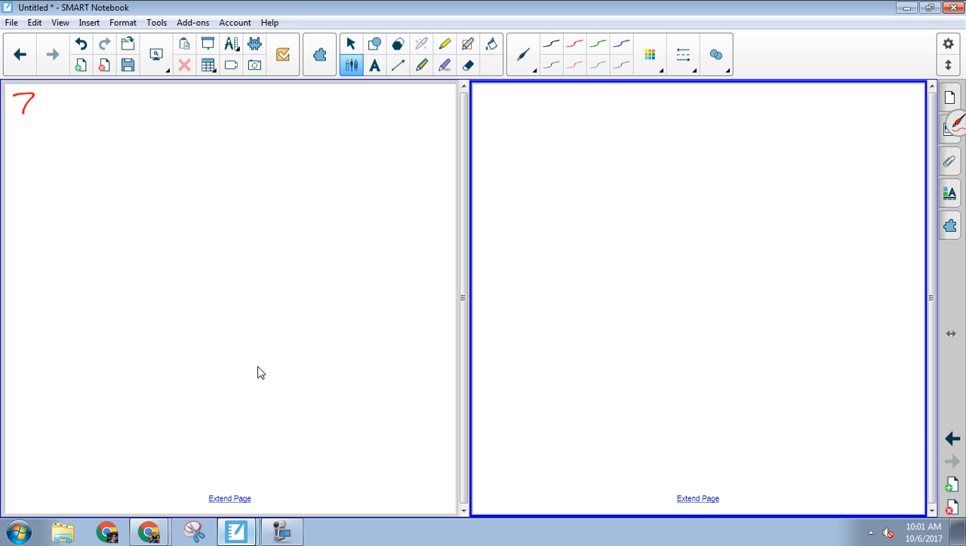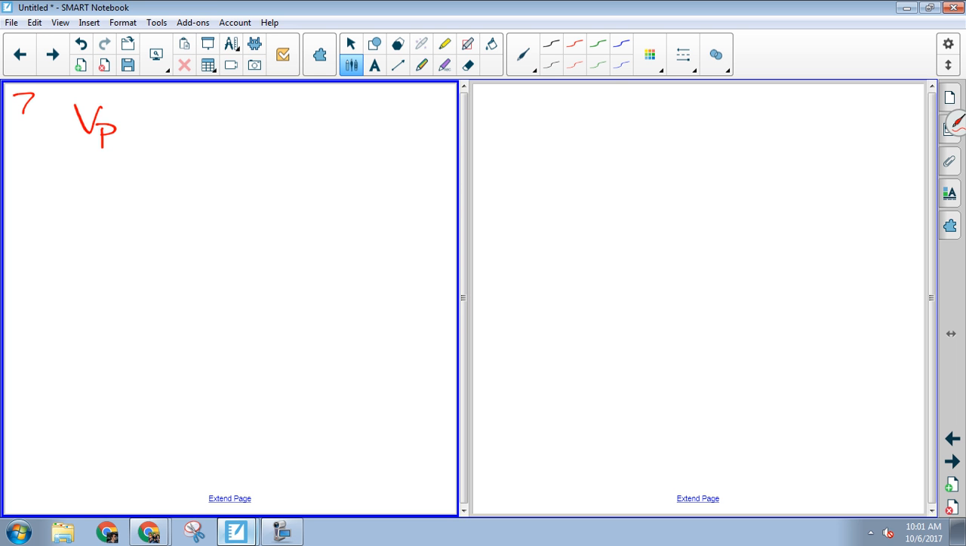So here's what we know. We know that the velocity of the plane relative to the air is 500 kilometers an hour, right? But it doesn't tell us the direction, so I'm just going to write it down, and we don't know what the direction is. It says the pilot sets out for a destination 800 kilometers due north. So that's a displacement, right?